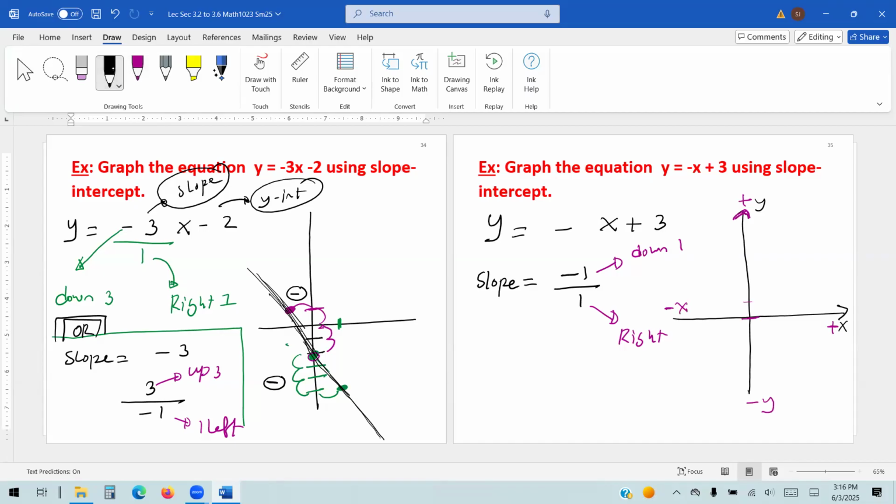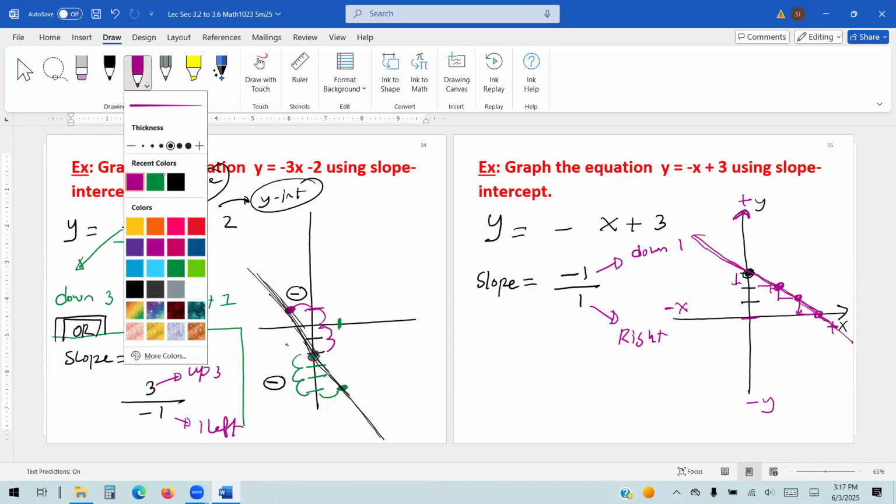So first we start with the intercept. 1, 2, 3. We have y-intercept 3, so we start our journey from 3. From this y-intercept, we go 1 down and then 1 right. So you stop here. If you want, you can walk more. 1 down, 1 right, you stop here. You can walk more. 1 down, 1 right, you stop here. You can take as many points as you need, but only 2 points are fine. And then you connect all of them with a straight line.